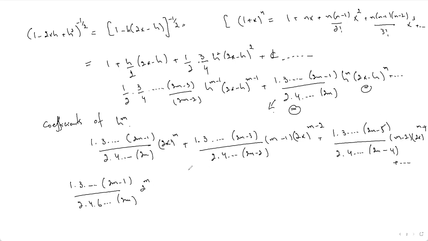See how I will absorb that, like 2 raised power m, when I take it outside. What would be here? What remains is x raised power m only, plus 1 3 5 and so on, which I have taken up to 2m minus 1. So here a minus sign remains.